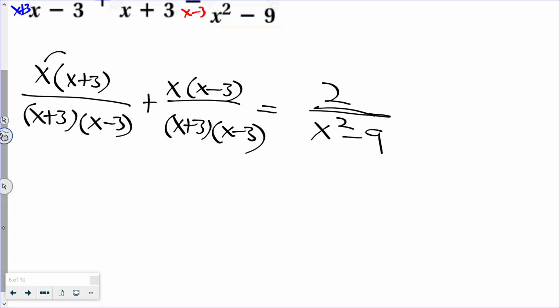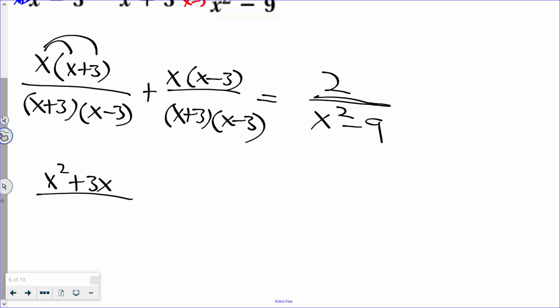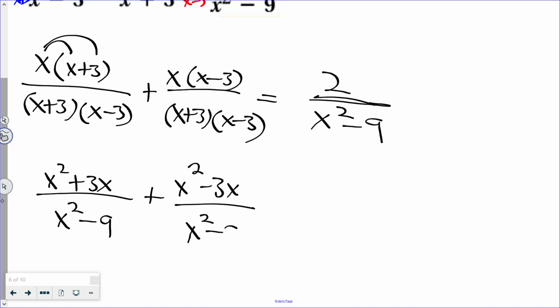So x times x plus 3 is just x squared plus 3x. The denominator is x squared minus 9. So this would be the factors of the difference of two squares. So x squared minus 9 if we were to multiply these two in the denominator. The fraction over here is x squared minus 3x over x squared minus 9. This is equal to 2 over x squared minus 9.